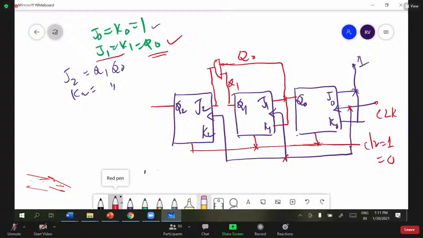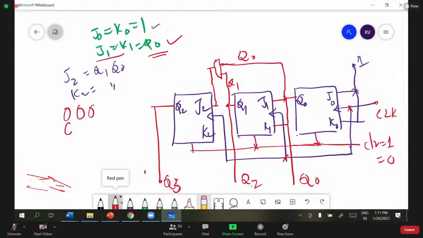And if you take this, if you extend these lines, this is Q naught, this is Q1, this is Q2. And if you connect them to the LEDs, output indicators, you will be able to see the counting sequence. It can count from 0, 0, 0 up to here. So this much logic is required for the design of an asynchronous counter.